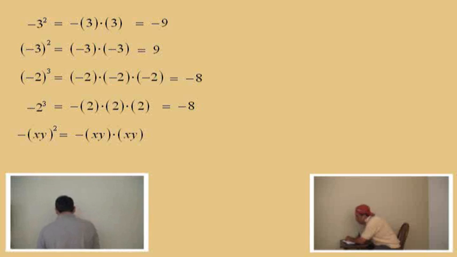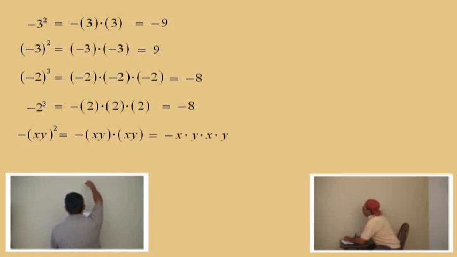Okay, pay attention to those parentheses there. Now, what does that mean? Remember, XY simply means X times Y. Okay, and so we'll go ahead and write this out. We have a negative X times Y times X times Y.